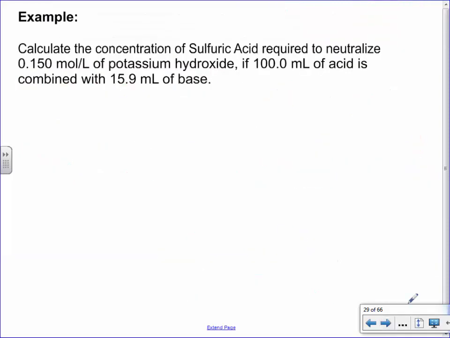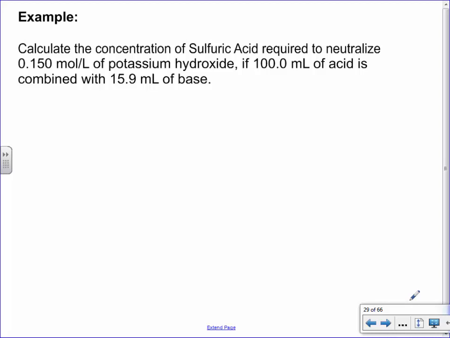All right, last one, then we'll call it a day. Let's calculate the concentration of sulfuric acid required to neutralize 0.150 moles of potassium hydroxide if I give you 100 mL of acid and 15.9 milliliters of base.